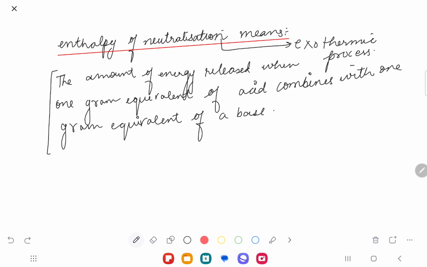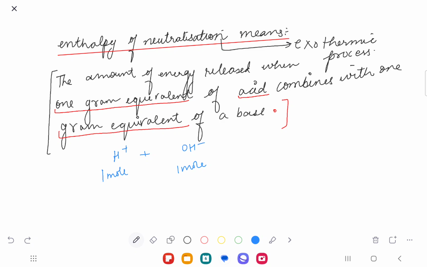But when it comes to what is 1 gram equivalent of an acid and what is 1 gram equivalent of a base, I would always tell you an easy way out. Always remember that whenever 1 mole of H+ combines with 1 mole of OH-, the amount of energy produced is the heat of neutralization. That's how you should understand it.